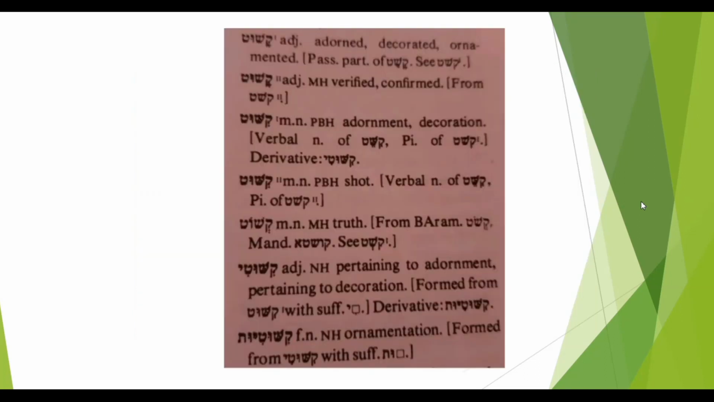So now we're going to look at that derivative spelling. The Kuf, Shin, Waw, Tet is defined as an adjective, adorned, decorated, ornamented, verified, confirmed. As a male noun, it's used as adornment, decoration. It's also used as shot, truth. And then if I keep going, they've added a yod at the end, and that's pertaining to ornament, pertaining to decoration. So you can see as we add yods and waws, the spelling changes, but the definition stays about the same.